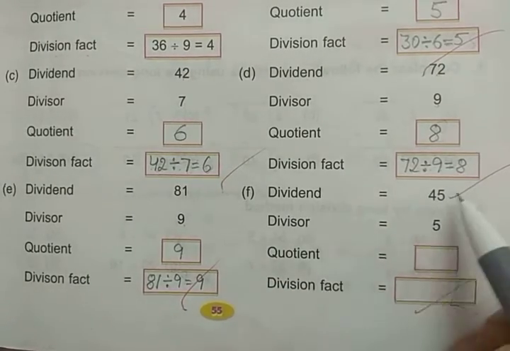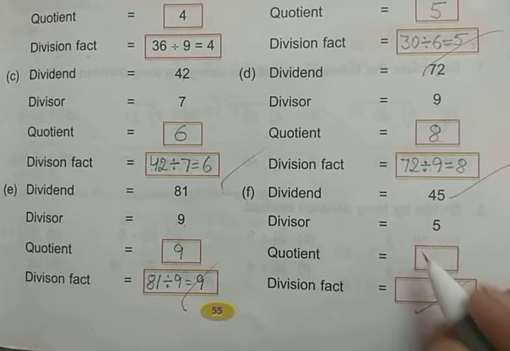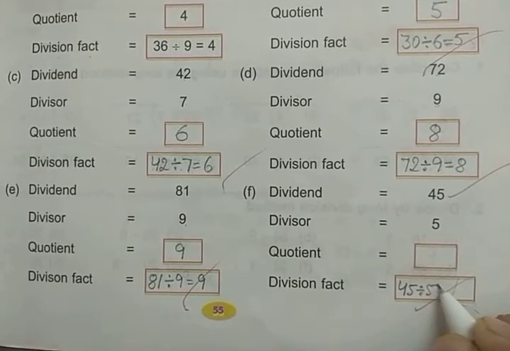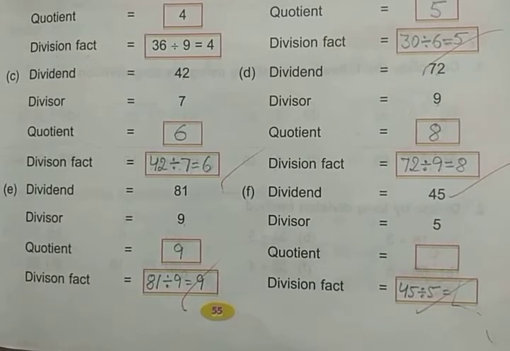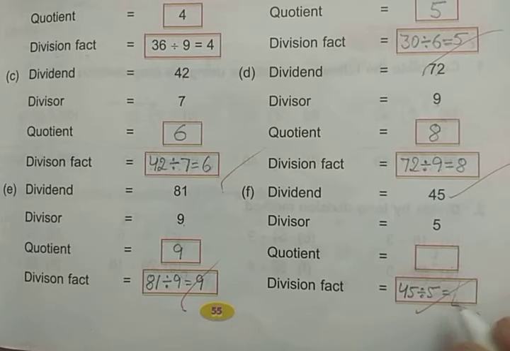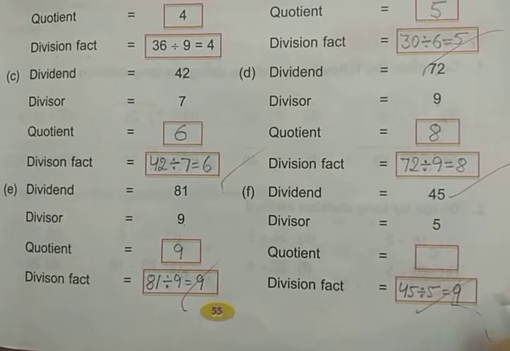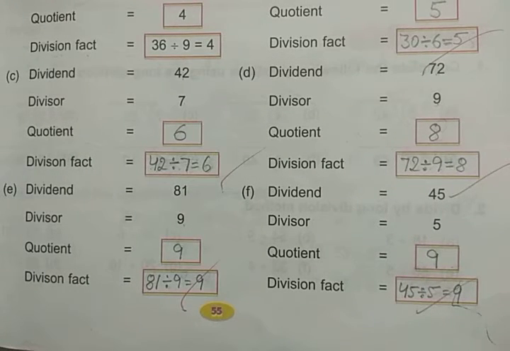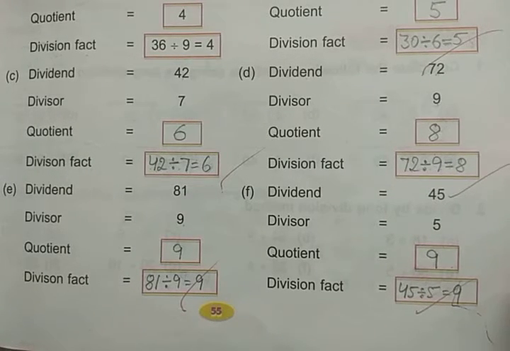Here again dividend is given, divisor is given. So dividend divided by divisor. Now you have to recite the table of 5 till 45. So you know 5 nines are 45. So this is the result or quotient. So in this way you can find out the division facts.